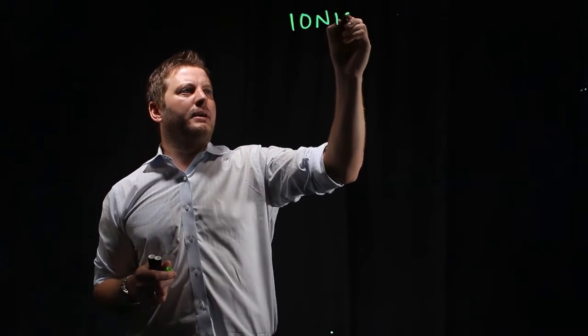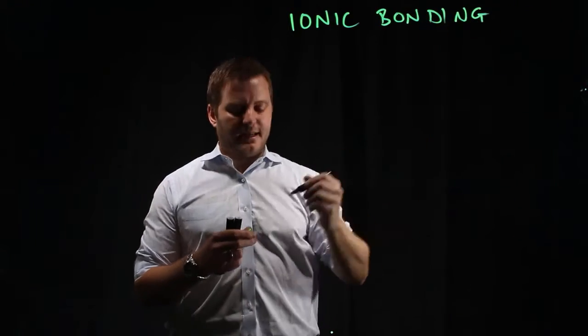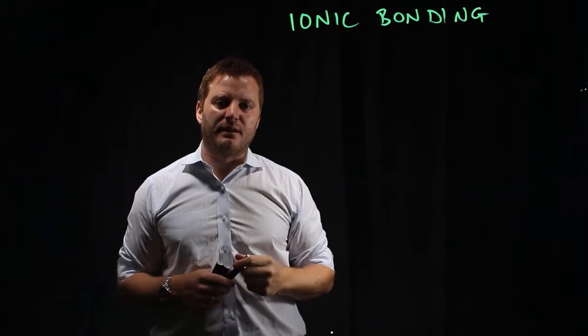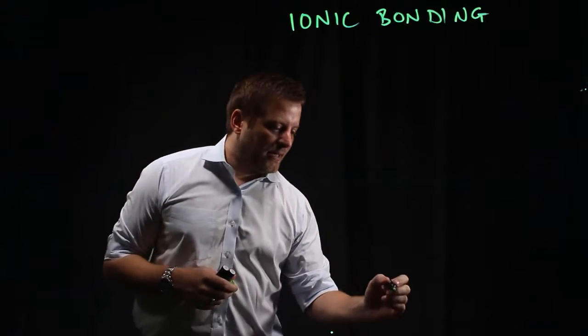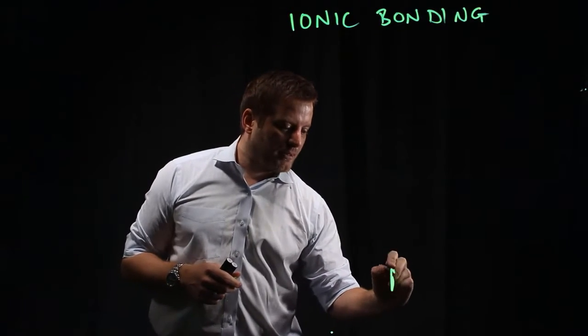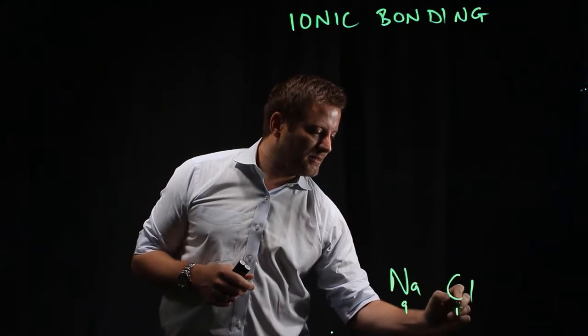Okay, so what I want to show you today is a little bit of ionic bonding. Now, I'm going to take a classic combination of sodium and chlorine and how sodium and chlorine actually bond together. And just to set the parameters, let me say that sodium is number 11 on the periodic table and chlorine is number 17.